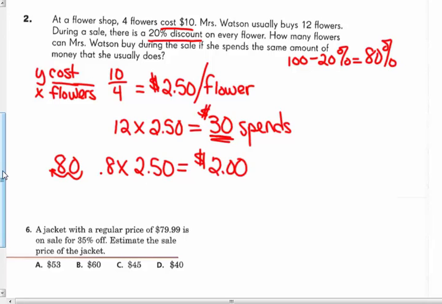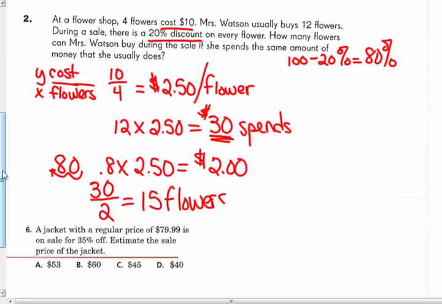She has $30 to spend. How many flowers can she buy if she spends the same amount of money that she usually does? She usually buys 12 flowers at $2.50 each, costing her $30. Now she can buy flowers at $2 each and she still wants to spend $30. So our last step here would be to take our $30 that she wants to spend and divide it by $2. Well, now she can buy 15 flowers.